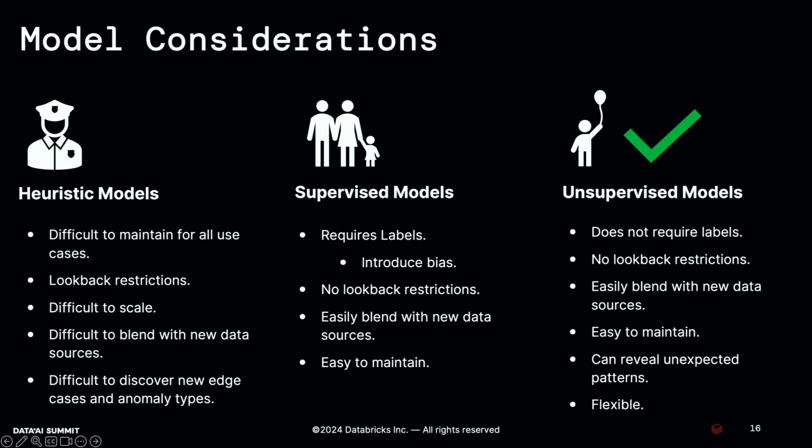So naturally, we looked to unsupervised models. We don't need labels. We don't have look-back restrictions. We can easily blend them with new data sources. They're easy to maintain, and they can reveal unexpected patterns. So if you think about where that autoencoder layer or unsupervised layer would be, we're calling that sort of raw anomalies, what the model thinks are anomalies. And then we can just apply these very easy heuristics that the analysts want to quickly look at. And then we can go back and look at anything else that had a high loss that maybe didn't fit into that rule. They don't just go away.